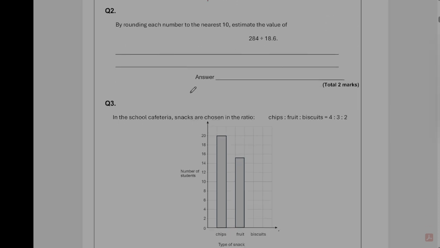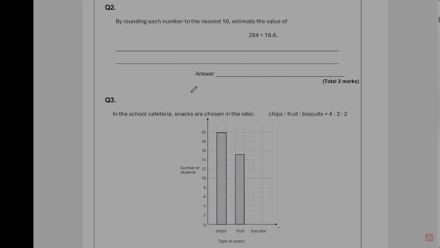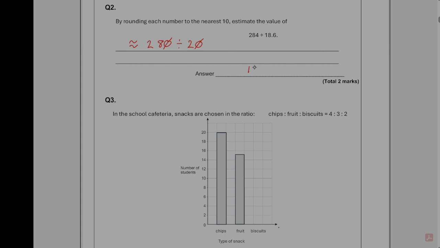Okay, question 2. By rounding each number to the nearest 10, estimate the value of 284 divided by 18.6. So to the nearest 10, that's going to become approximately equal to 284 to the nearest 10 would be 280. And then I want to divide that by 18.6 to the nearest 10 would be 20. I can cancel a 0 and then say it's 28 divided by 2, which would give me 14.